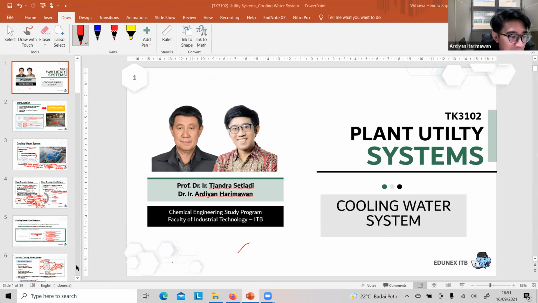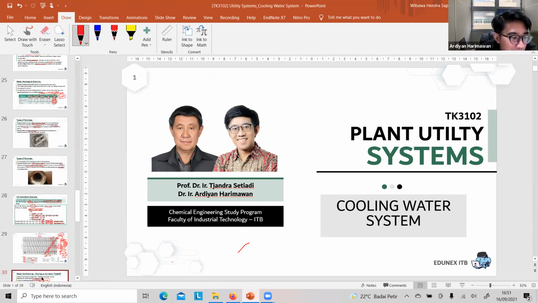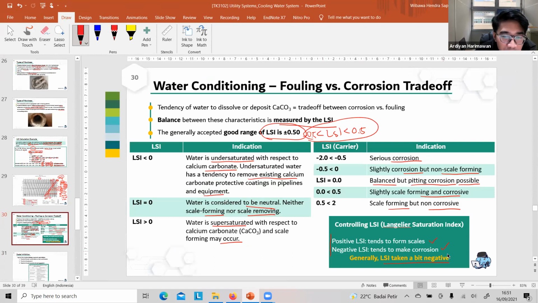Okay, I think if you go to the last slide that has been presented by Pak Hendra, as I think I have explained before, there will be a trade-off between corrosion and scaling. If you want to eliminate corrosion, then you have a bigger possibility of scaling, and vice versa. So there will definitely be a problem, either corrosion or scaling. So the solution is this one: in calculation, the LSI should be taken in the middle, but there is still the possibility of pitting corrosion. Later next week when I explain about biofouling and microbial corrosion, I will explain a bit about pitting corrosion, but take it as a slightly negative value. So avoid the scale, but still with a bit of possibility of corrosion.